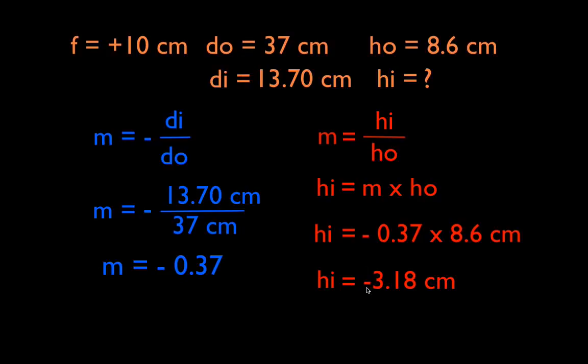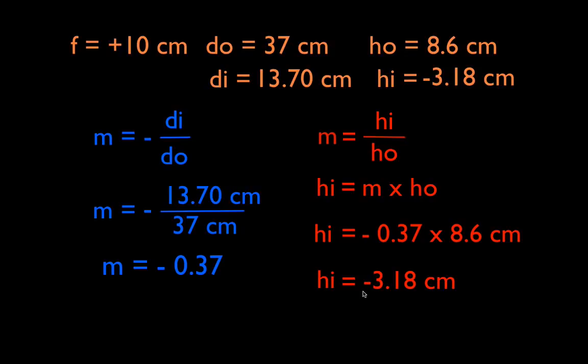Now, there really isn't any such thing as a negative height, but the negative just means that it's inverted from the object. The object was right side up, so this is going to be upside down, so to speak. And the magnitude of the size or the height of the image is 3.18 centimeters. So once again, the negative sign just tells us that the orientation is opposite the object. Now we can fill that in: minus 3.18 centimeters.